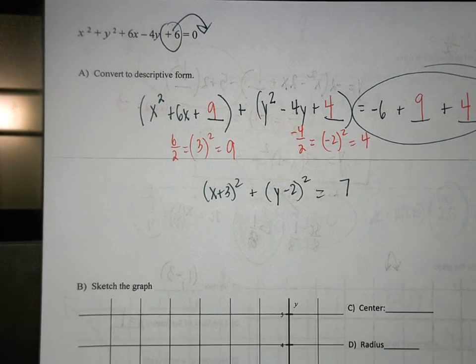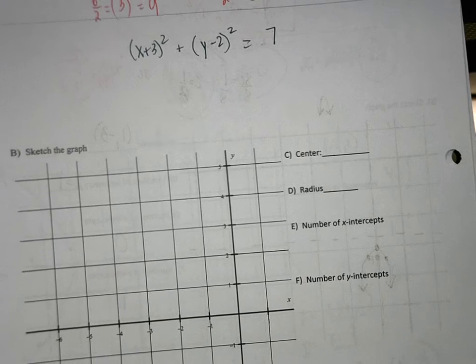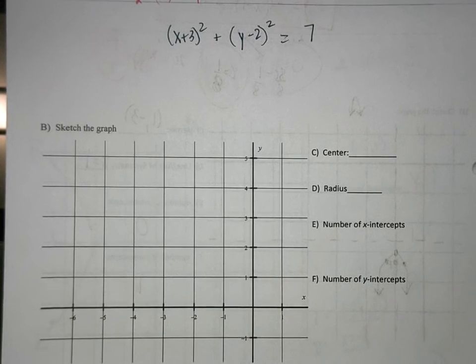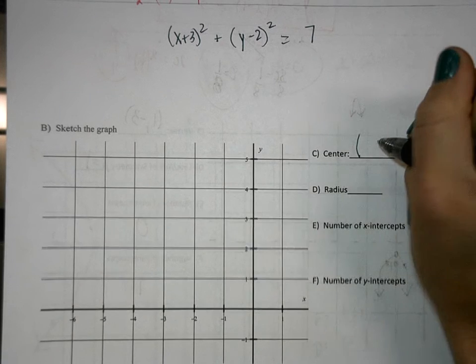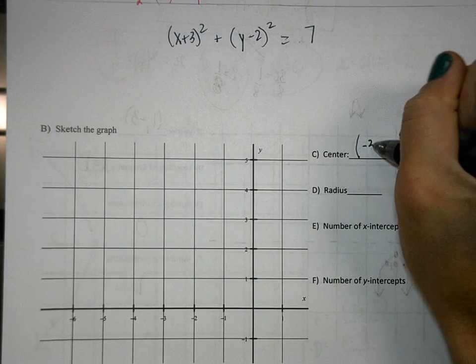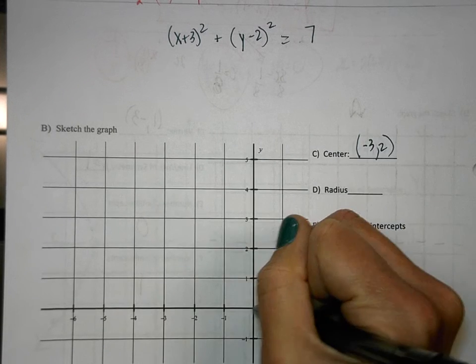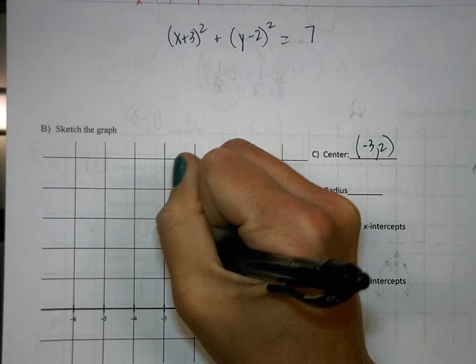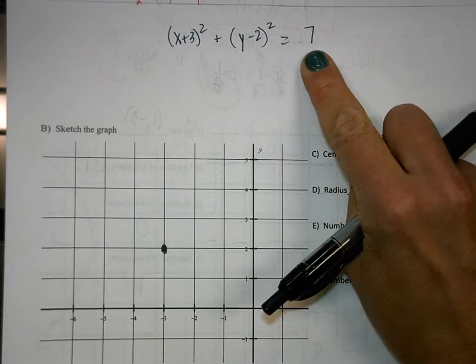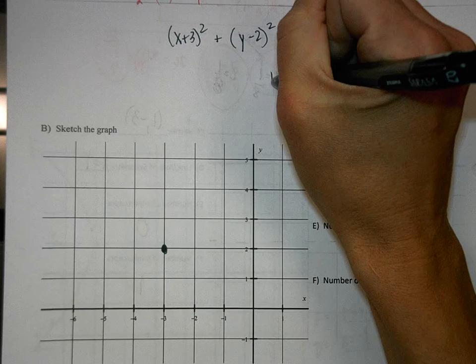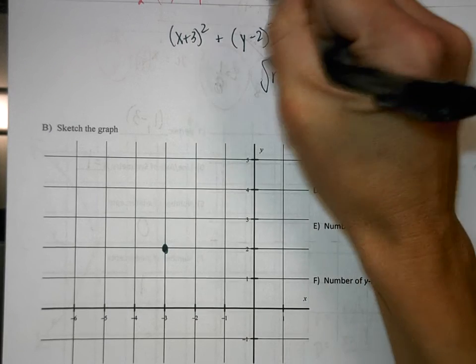This is where some of you made mistakes on the quiz that we took. What is my center for this? Negative 3, 2. So we can go left 1, 2, 3, up 2, make our point. What is the radius? It is 7. That's where you guys messed up. So this is r squared. So r squared equals 7. So we take the square root of both sides, and we get that r equals root 7.